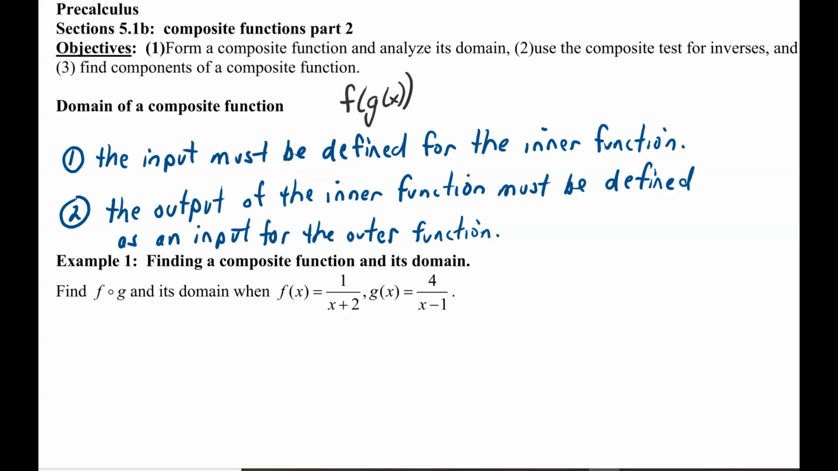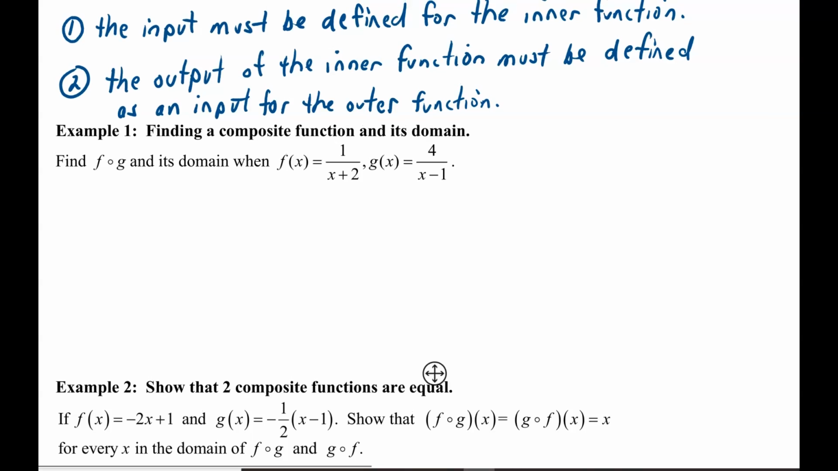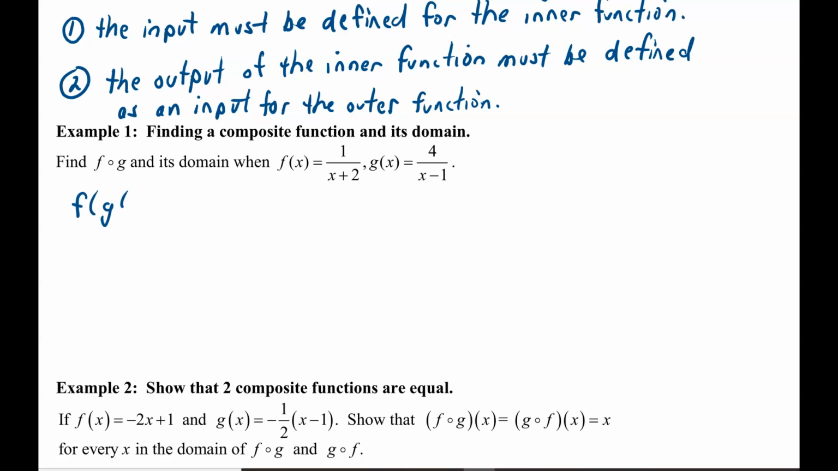Okay, so let's look at this now in the context of 2 functions, f and g. So we're looking at f circle g first. So f circle g, remember that means f of g of x. And in this case, that means that the input for f is the entire function g of x. So what we're really looking for here is f of g of x, right? This, which is 4 over x minus 1.